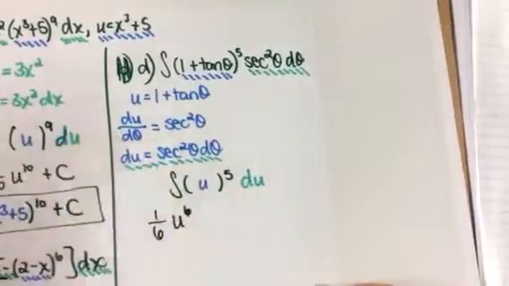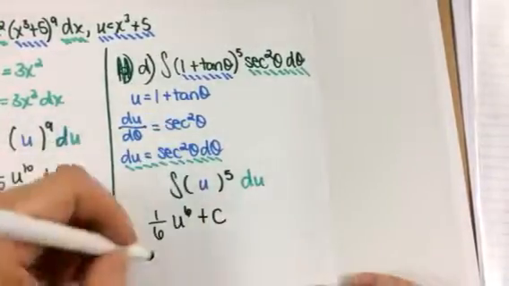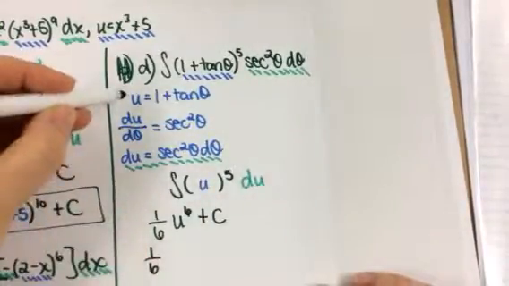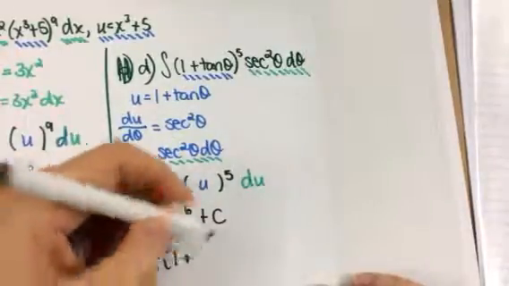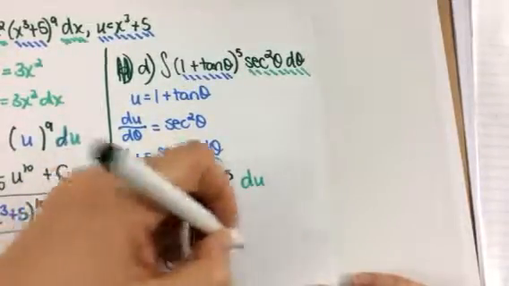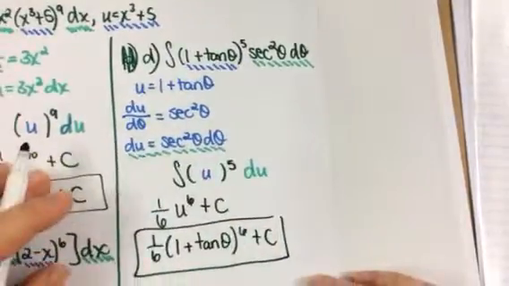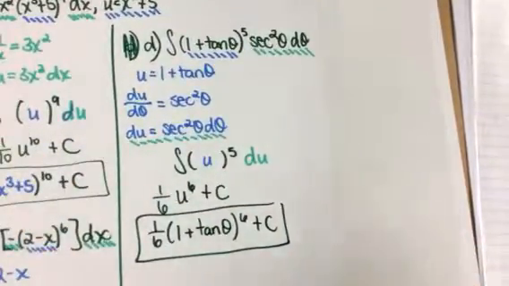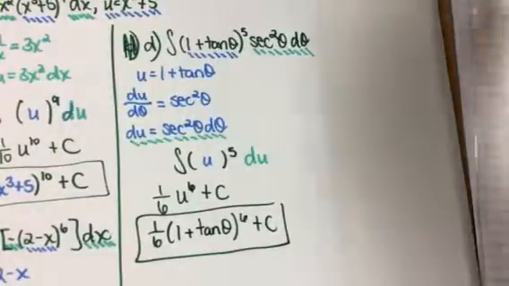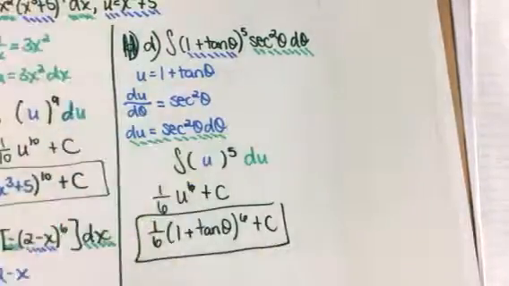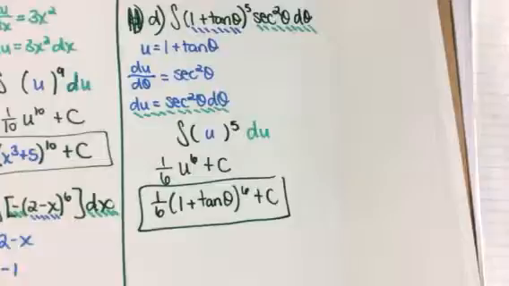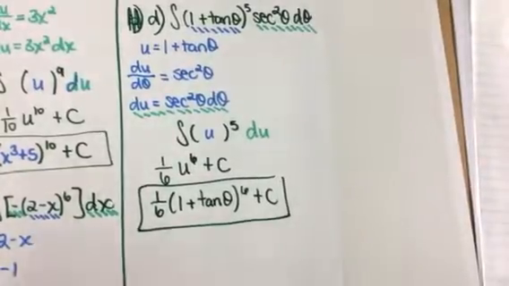Raise the power, divide by that power, don't forget your plus c, and then substitute the u back in. And that's your answer. I have 30 seconds. Okay, we're going to learn a shortcut for this on Friday, but I want you to practice it with the u, and then we'll learn a shortcut, and we'll talk more about the chain rule. All right, have a good day.